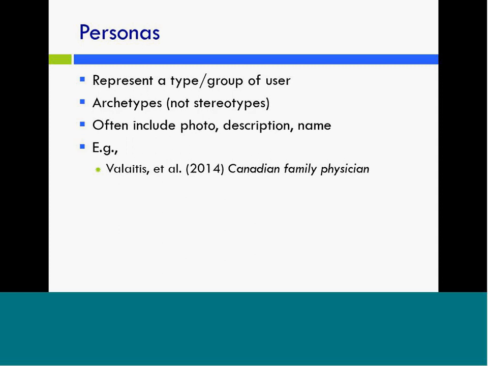You will have a description, a name. Typically it's some stock photo of someone, and then you'll assign a name and a description of that person. There was a really nice paper in Knowledge Translation about this by the team that ran the Tapestry study, where, as part of their user research, they got together focus groups of potential users and had them construct personas.